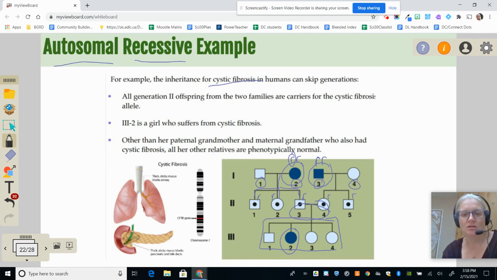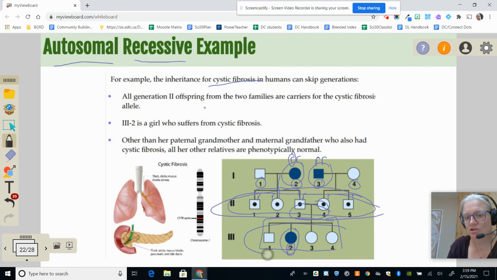But let's take a look here. 3-2 is a girl that suffers from cystic fibrosis. Other than her paternal grandparents and maternal grandparents, all the other relatives are phenotype normal. So you would not necessarily know cystic fibrosis ran in that family unless you had that pedigree and that history and that chart to look it up. So that's what the pedigree might look like. You might see a whole generation where there is no trait showing up, and then it shows up again later on. So this is what a typical autosomal recessive pedigree might look like.